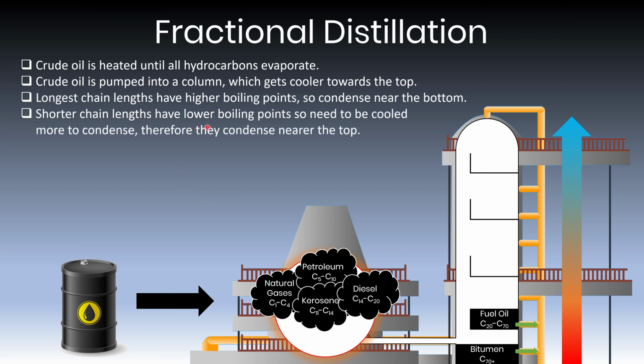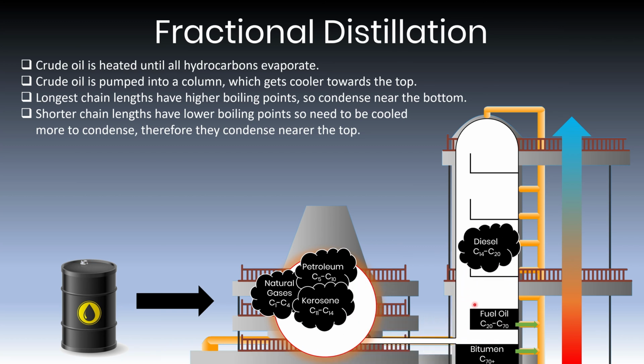Shorter chain lengths, however, have lower and lower boiling points, so they're going to need to be cooled down more to condense. It would be way too hot for them to condense down here at the bottom because the temperature would be above their boiling points. So, shorter chain lengths continue to rise further and further up the column until they reach a zone that is lower than their boiling point, causing them to condense to a liquid, catch in the tray and then be drawn off.